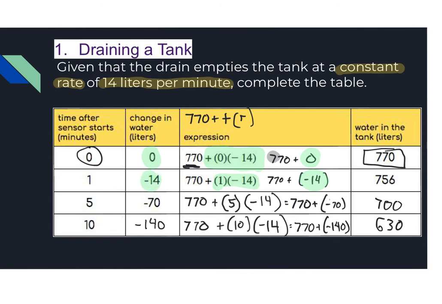There's our change in water. 5 times negative 14 is negative 70. So that's 770 plus negative 70. There's that change in water. And then 10 times negative 14 is negative 140. So there's that change in water. This problem will show up again in your homework, or in your practice problem. Sorry, don't know why I said homework.